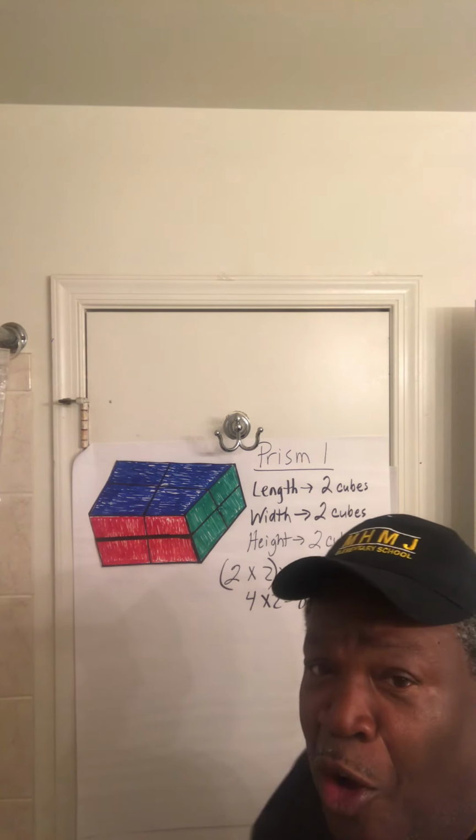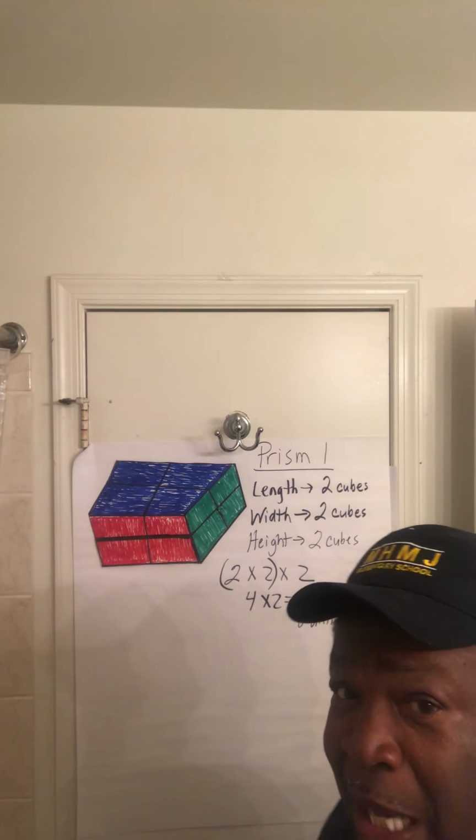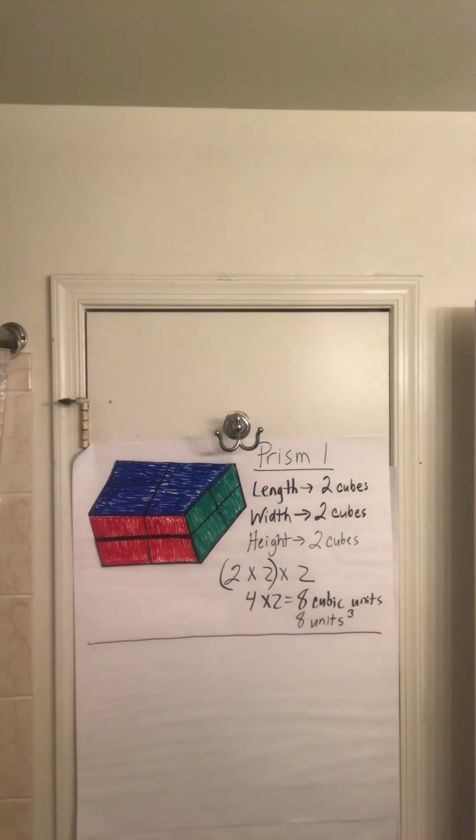and look at that. I get 8 cubic units as the volume, and another way I could write that is 8 units with an exponent of 3, which can be read as 8 units cubed. So that takes care of prism 1. Now we're going to take a look at the other prism.